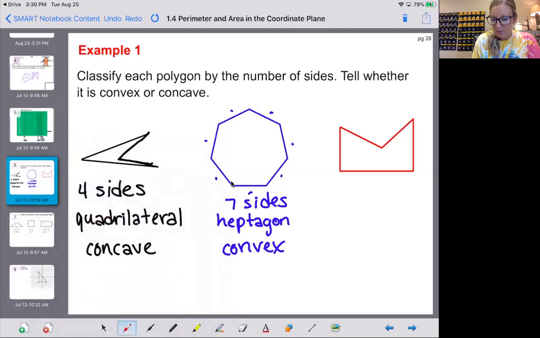All right, last shape over here, we have 1, 2, 3, 4, 5 sides. And so again, check your list if you don't have it memorized yet. 5 sides is called a pentagon.